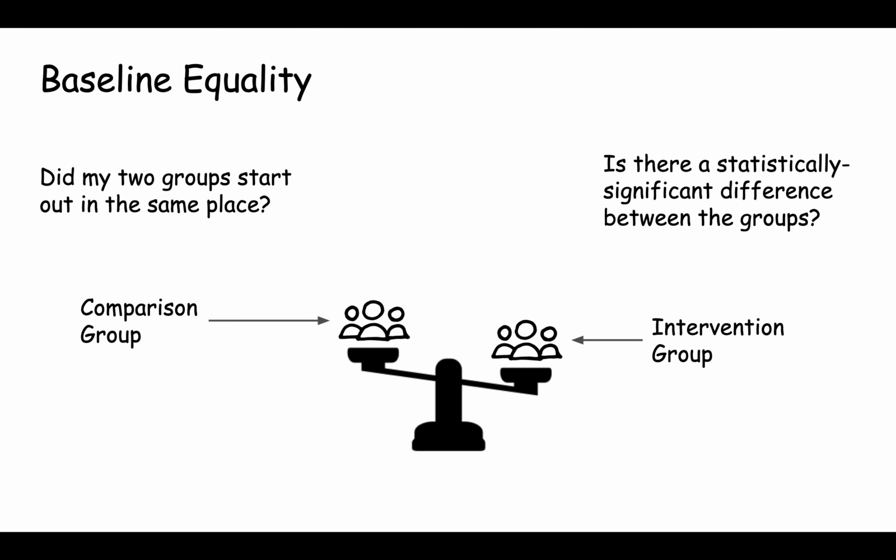Baseline equality is important to address when you're going to make comparisons between two groups of clients. The idea is, if we're going to compare how one intervention compares to another by looking at the outcomes of two groups, we want to make sure they started in about the same place. So we want to make sure there aren't important differences between the groups that might have affected how the intervention impacted each group.